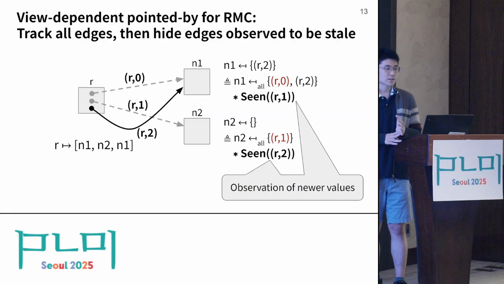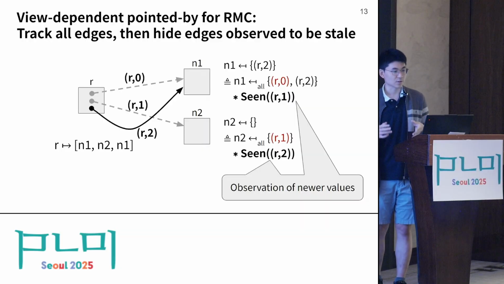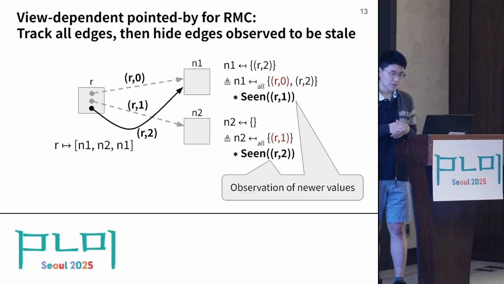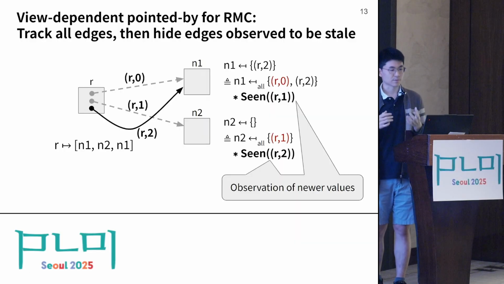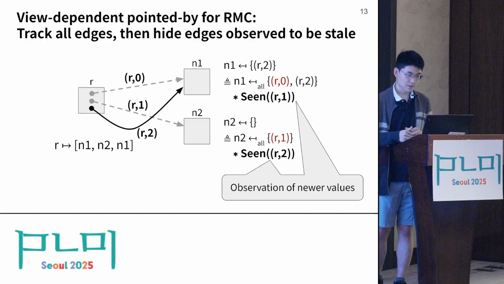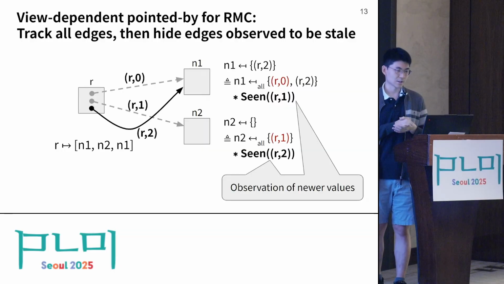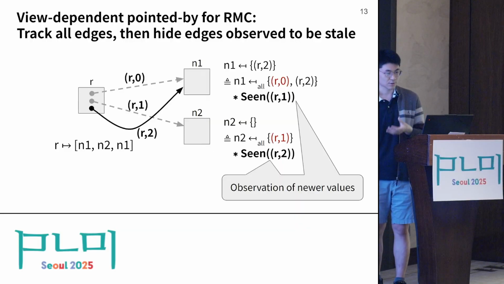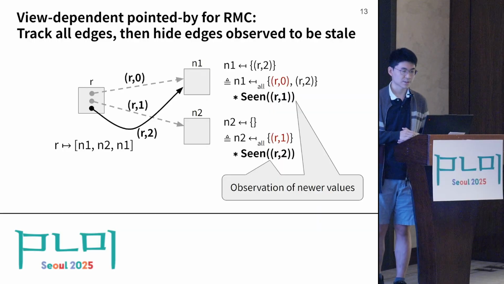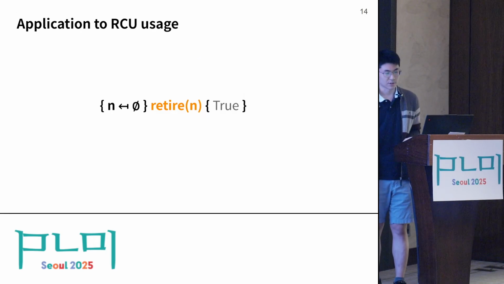The key idea is that the overriding thread that wrote the newer edges knows that these values are stale because they observed the new value they wrote. We can model this observation as the seen assertion, which is already provided by the existing RMC logic. For example, by providing seen r,1, we can delete r,0 from the pointed by set of n1, and then with seen r,2, we can delete r,1 from the pointed by set of n2. So that's how we made the RMC pointed by assertion.